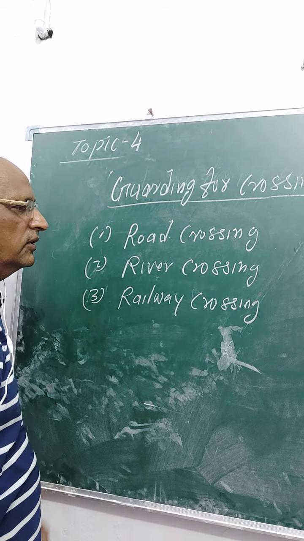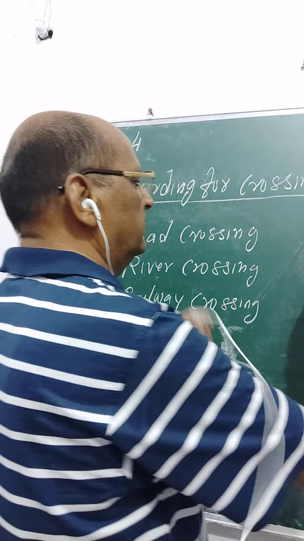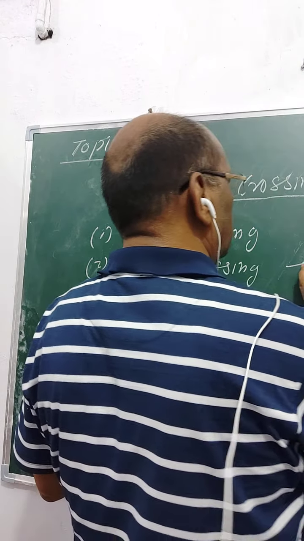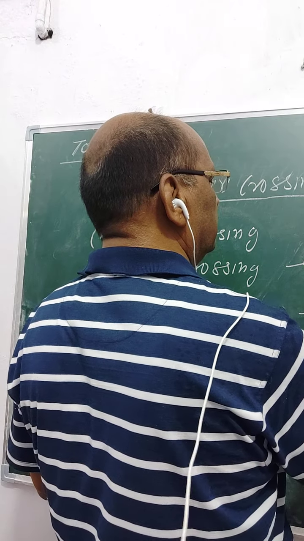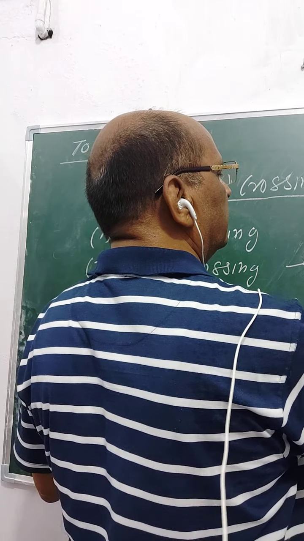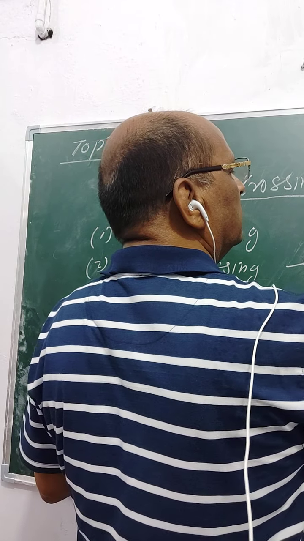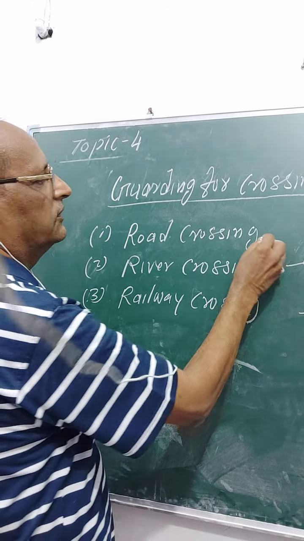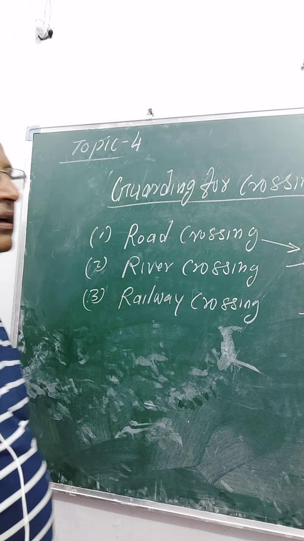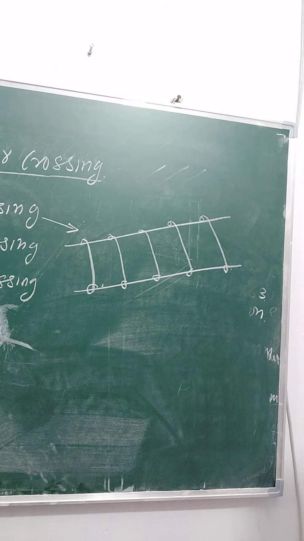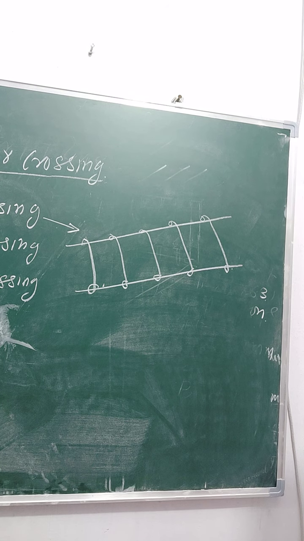So on a crossing location, if it is a road crossing, we have simple mesh guarding. This is simple mesh guarding, which we support at the bottom. This is the mesh guarding, normally used when the line is crossing a road.